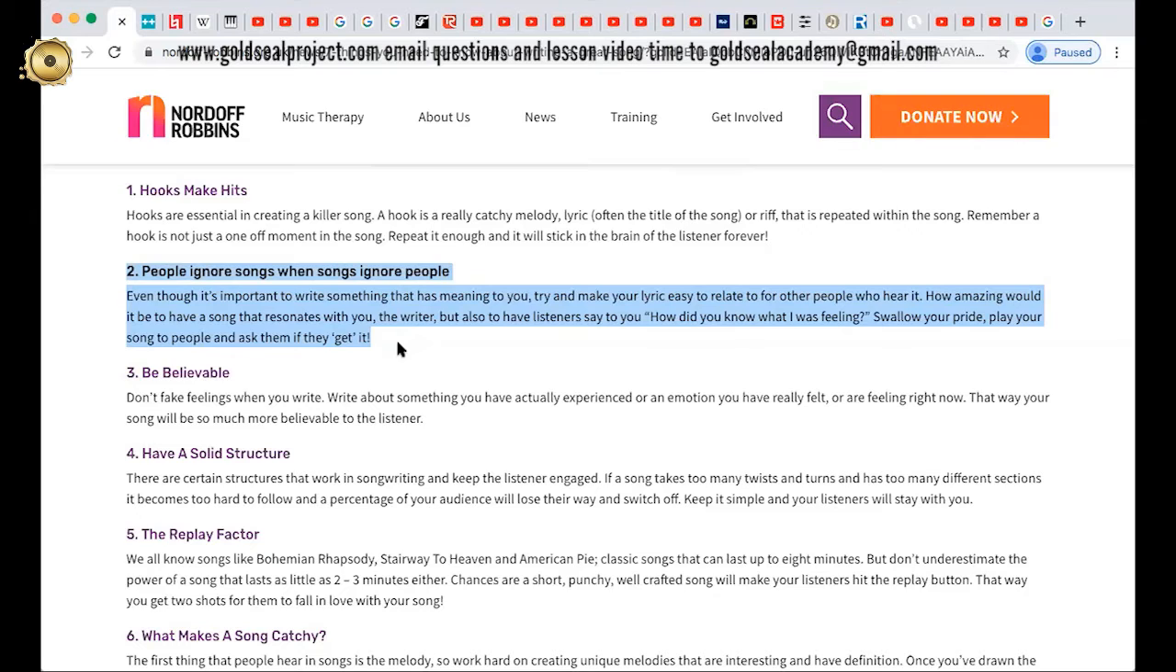So they advise you here to swallow your pride, play your song to people and ask them if they get it too when you're also writing it. Simple things that you can pick up on, and I've got some really helpful resources in some of the tabs a little bit later, are the types of themes that lots of people can relate to, as well as the way it was written.